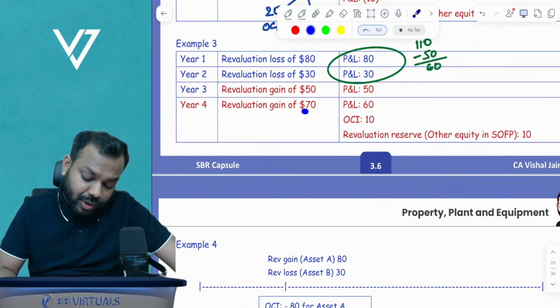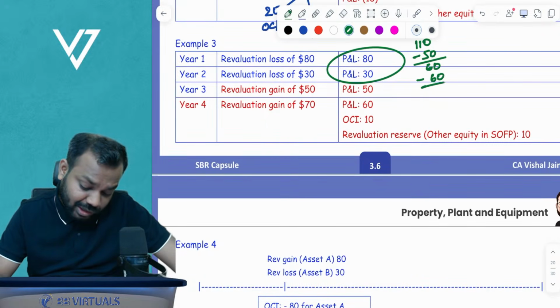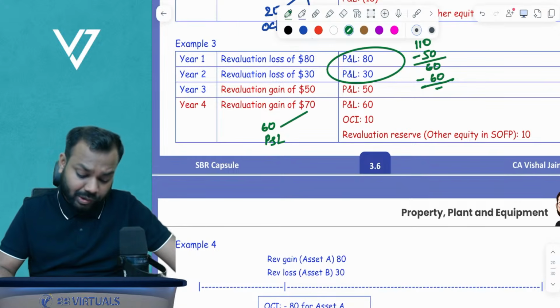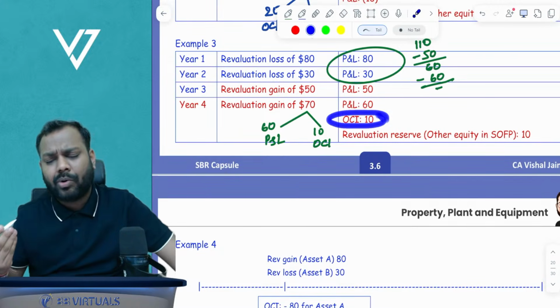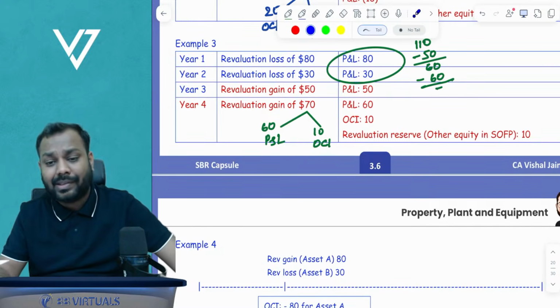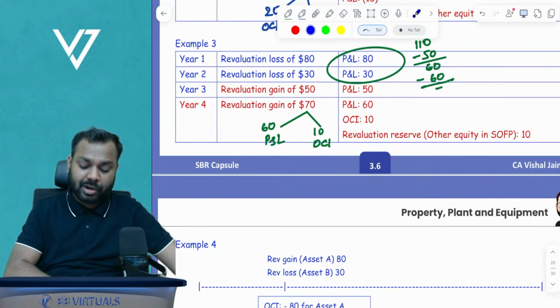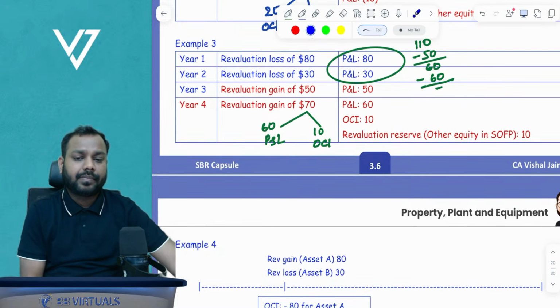Now in year 4, you get a gain of 70. So what will you do? First of all, adjust from this 60 of unnullified impact. So out of 70, 60 will go to P&L to nullify the impact of revaluation loss. Any excess, that is 10, will go to other comprehensive income, and any amount that goes to other comprehensive income will be accumulated in an OCI reserve, which is called revaluation reserve, 10. Is that clear, everyone?